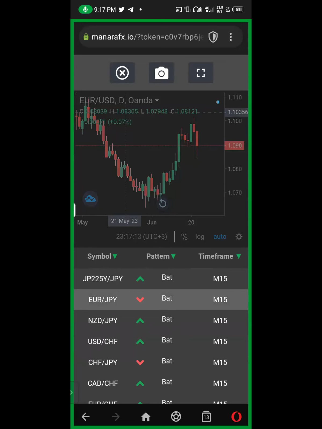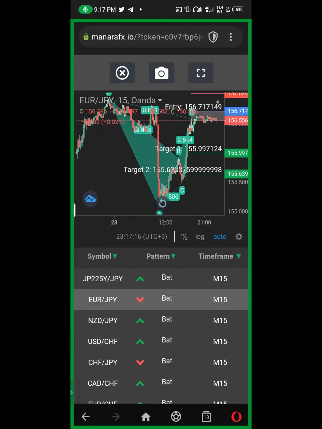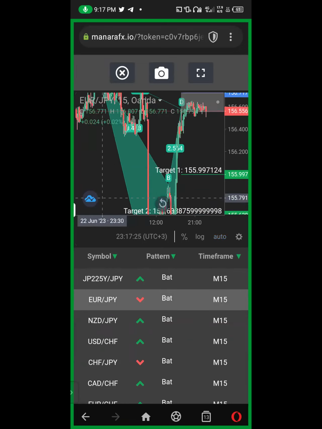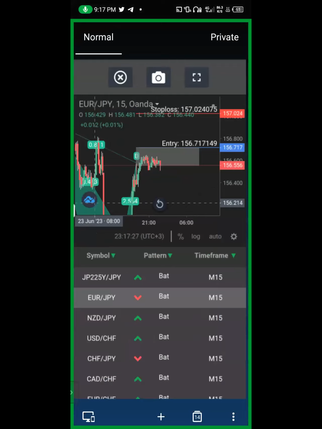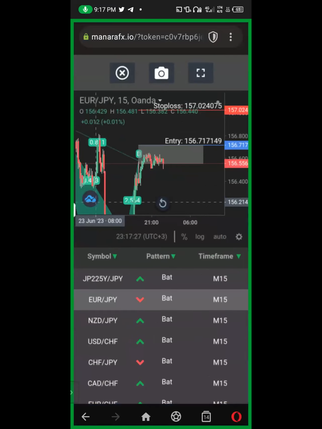Now let's check Euro JPY. The Euro JPY called for a sell, right? Look at the entries. On Friday, look at the Euro JPY. It has gone into the entry and is on its way down as predicted. So if you entered this trade, you're probably in profit right now already. I took this trade last Friday.